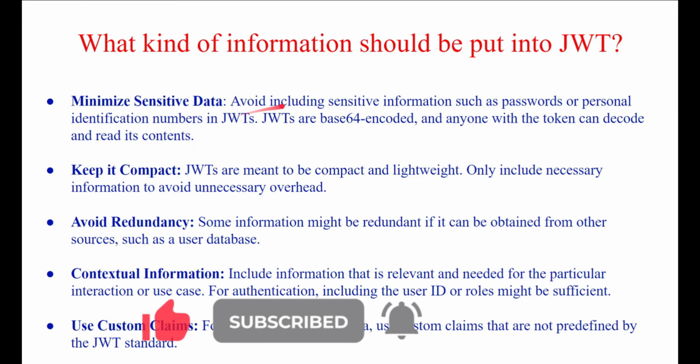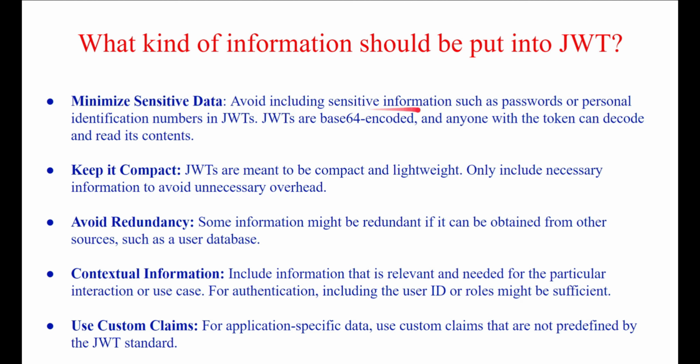So since it is easily decodable, you should avoid using sensitive information such as password, the personal ID numbers in JWT tokens, because they are basically base 64 encoded. Anyone can decode and read its content. So this is very important thing. Do not put anything in header and payload and claims which is very sensitive. It will easily be decoded. Next, keep it compact. Means it should be lightweight and compact. It should only have the necessary information because there is a limit to the claims you can add.